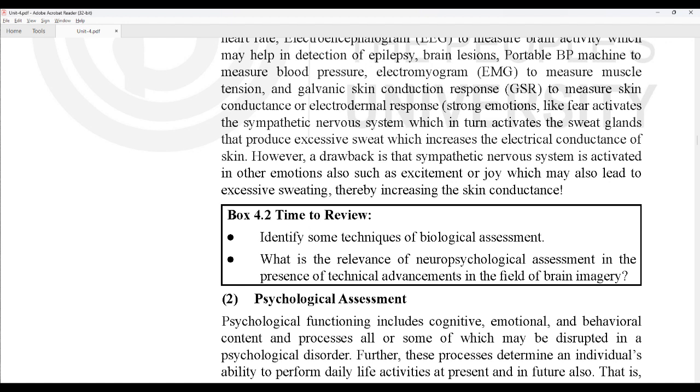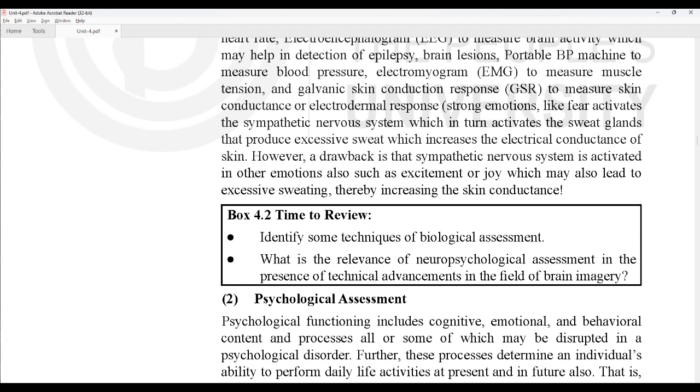Strong emotions, like fear, activate the sympathetic nervous system, which in turn activates the sweat glands that produce excessive sweat, which increases the electrical conductance of skin. However, a drawback is that the sympathetic nervous system is activated in other emotions also, such as excitement or joy, which may also lead to excessive sweating, thereby increasing the skin conductance.